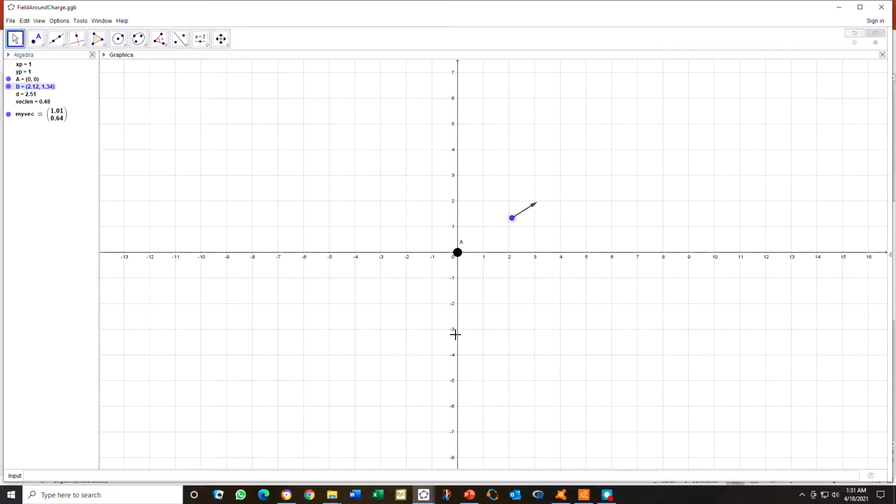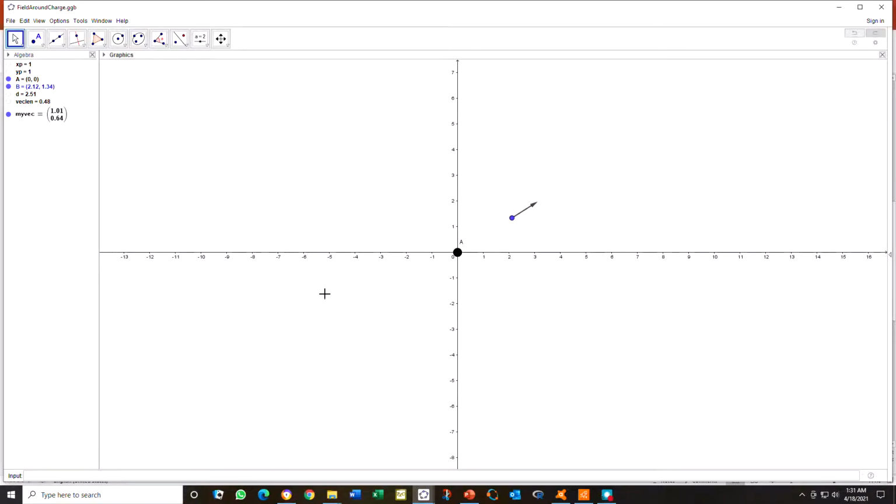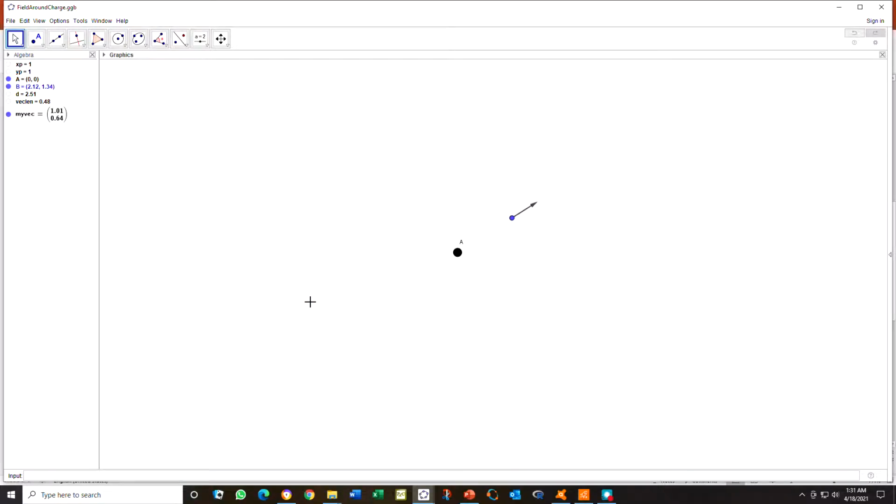The first thing I want to do, I called it field around charge. This is something that you would have seen in physics 2, or you are about to see in physics 2. Why do I have this grid on? Maybe I'll turn the grid off. Even the axis off. Cool.